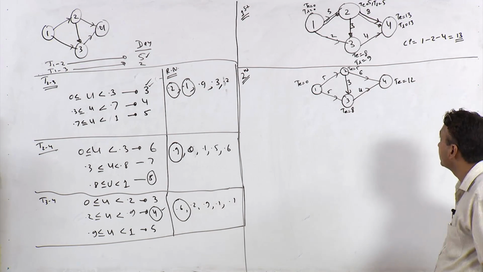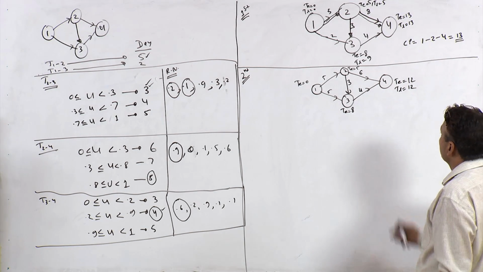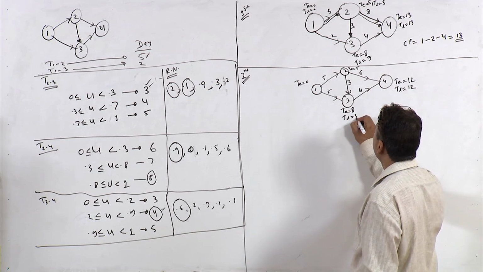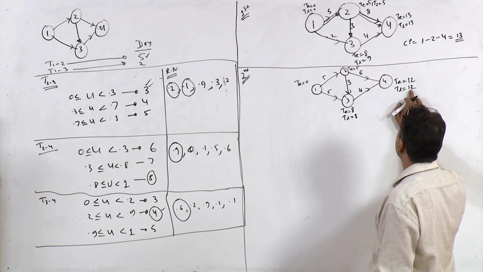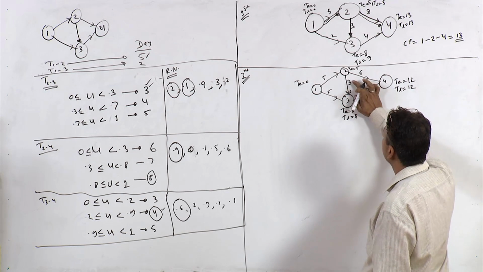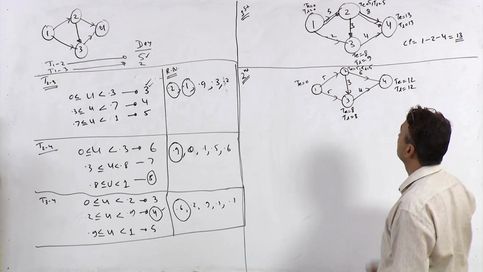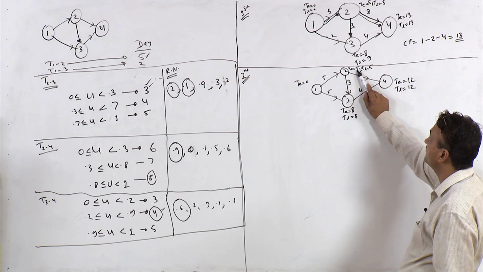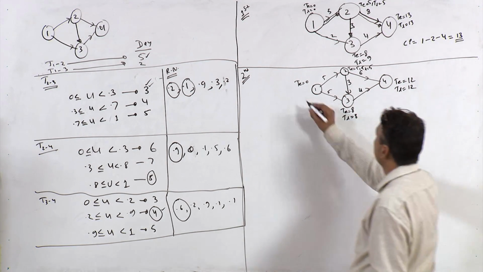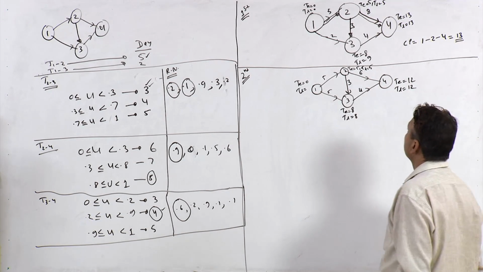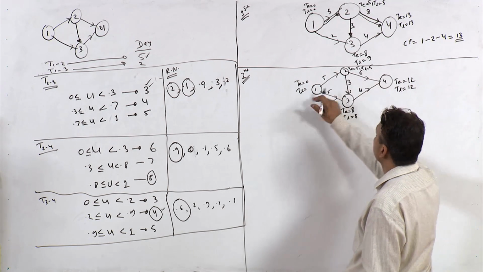If you want, you can calculate TL also. Let us calculate TL. So TL is 12 here, and this is TL 8. So 12 minus 4 is 8, 12 minus 6 is 6, and 8 minus 3 is 5. So TL at this point would be 5 for this node. For node 2, TE is 5 and TL is 5. What about TL here? From this side it would be 0.